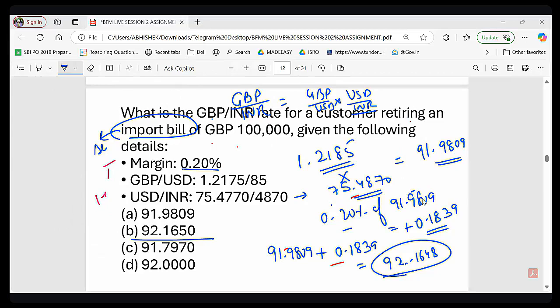Okay. Customer is an importer or exporter. See, I have told you earlier that in this case you are buying some material from the UK, right? Because this is an import, you are retiring an import bill, right?